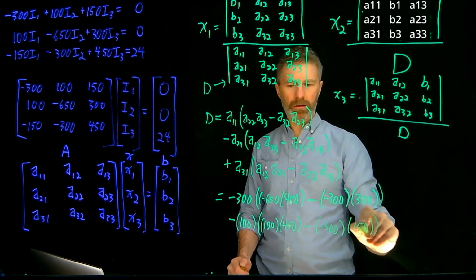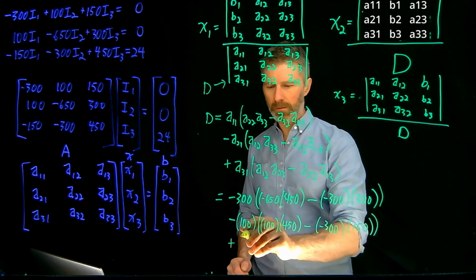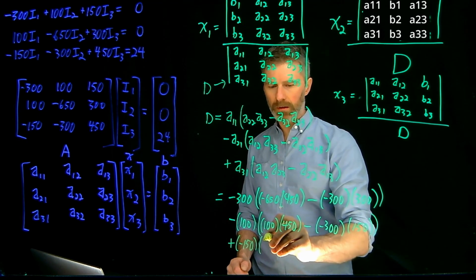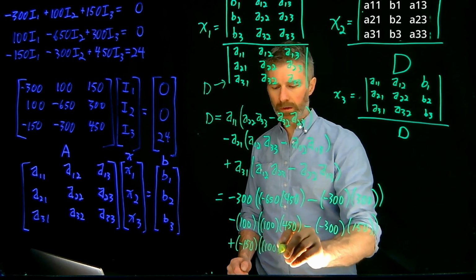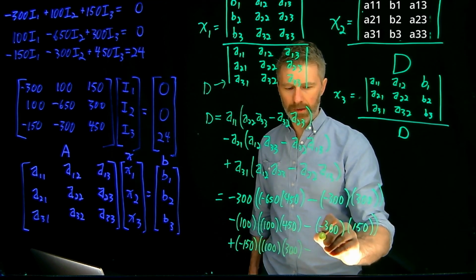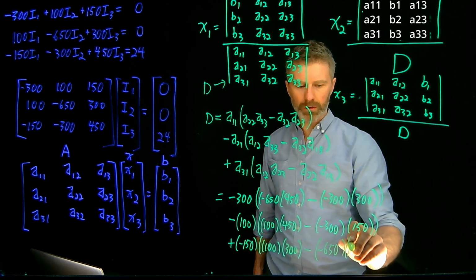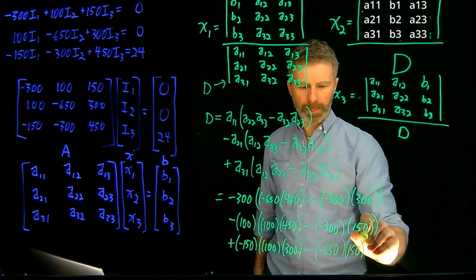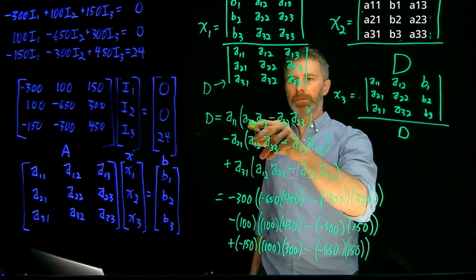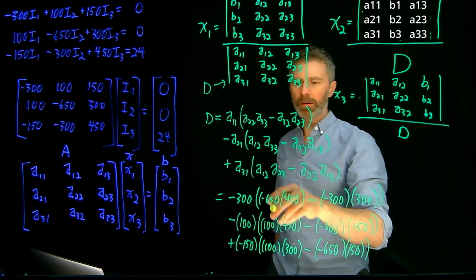Just closing there, and then plus negative 150 times 100 times 300 minus negative 650 times 150. So all I've done is just taken these locations in this matrix and filled in the numbers here.